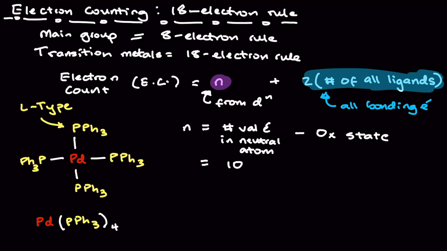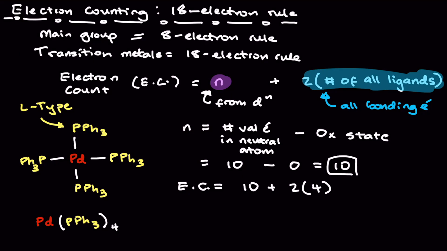My hope is that if you look at the periodic table, you will see that palladium is in group 10, so there should be 10 electrons in the neutral palladium atom. And if you look at palladium in this complex, given that they are all L-type ligands and the entire complex has a charge of 0, the oxidation state of palladium in this complex is also 0, which means there are 10 electrons that are unpaired around this palladium valence shell. And so the electron count for this particular organometallic complex is 10 for the value of N plus 2 times 4, 4 representing the number of all the ligands in this particular complex, which gives us 18.